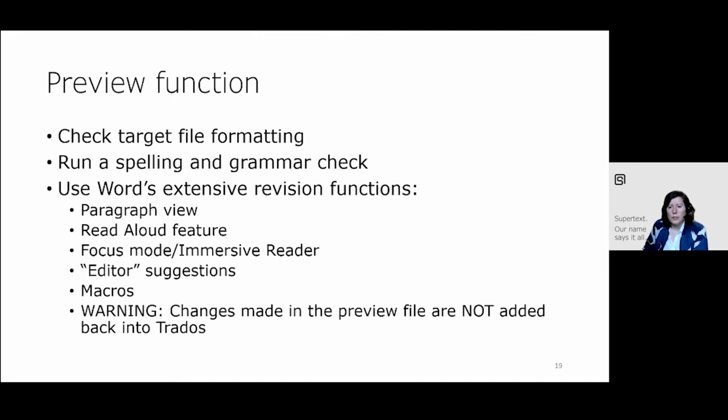Some other Word features you can use are the paragraph view to check for formatting, the read aloud function to listen to your translation. This can be helpful when cross-checking with the source text to make sure no text is missing or no words are missing, for example. The focus mode or immersive reader allow you to look at a text with new eyes, which can also be very helpful when doing revision.